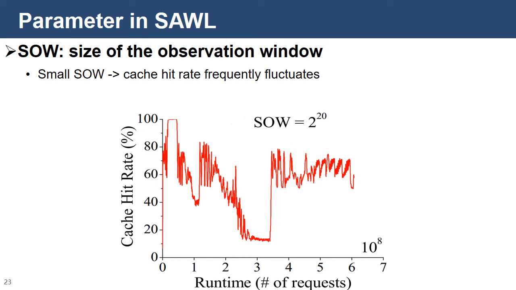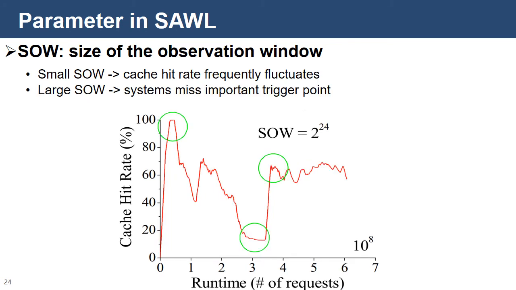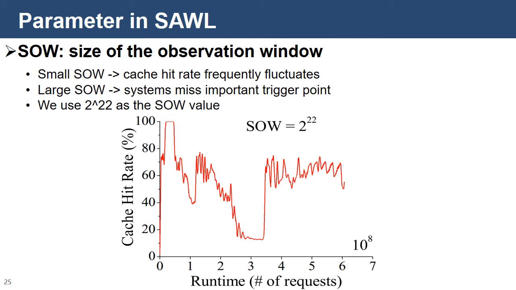Two parameters about the cache-hit ratio need to be discussed. We set SOW and SSW to avoid unnecessary or frequent region adjustments. SOW is the size of the observation window. In the window, we calculate the percentage of memory access requests that hit the cache out of the total number of requests observed. SAWL measures the current runtime cache-hit ratio. As shown in the picture, a small SOW leads to large fluctuation of the cache-hit ratio. A large SOW meets the important trigger time points as shown in the picture. Hence, we use 2 to the power of 22 as the SOW value.